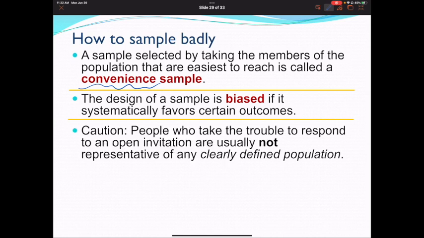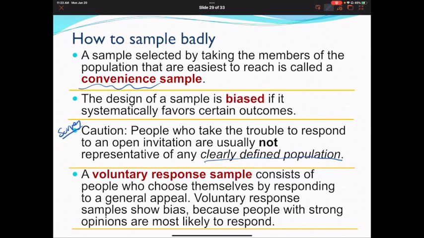Another thing is that when it comes to surveys, people who take the trouble to respond to an open invitation are not representative of any clearly defined population, right? They may feel strongly about an issue already, such as gun control and things like that. A voluntary response sample, right? That's when people voluntarily respond to a survey. It also has a lot of bias because only those with strong opinions, like I said, are most likely to respond.